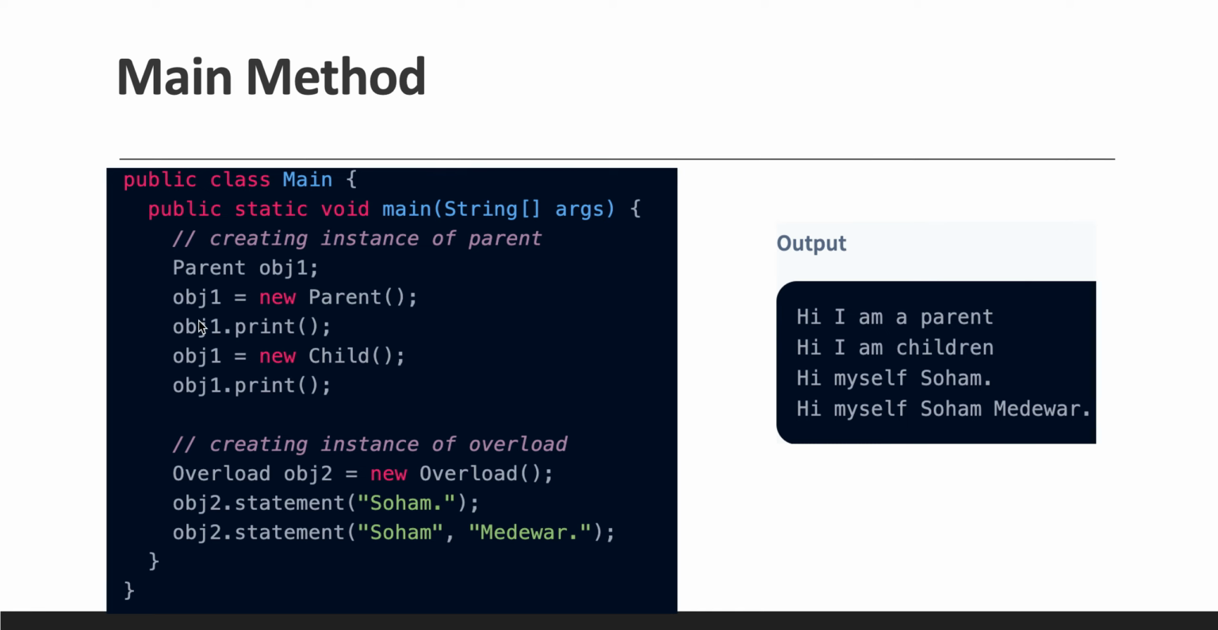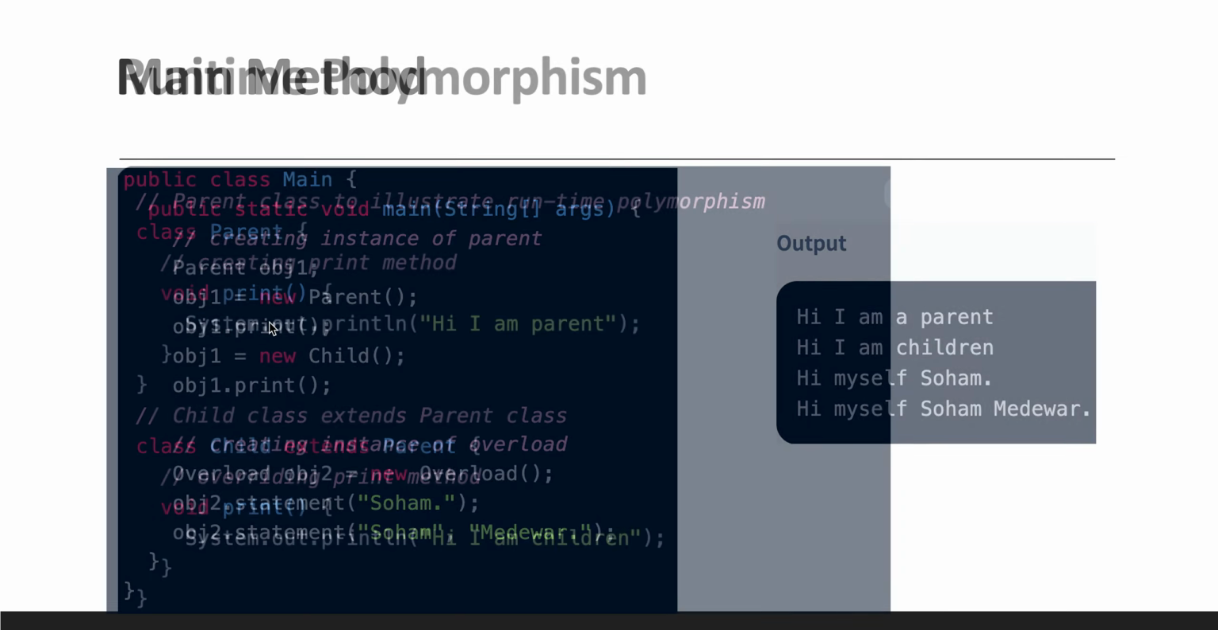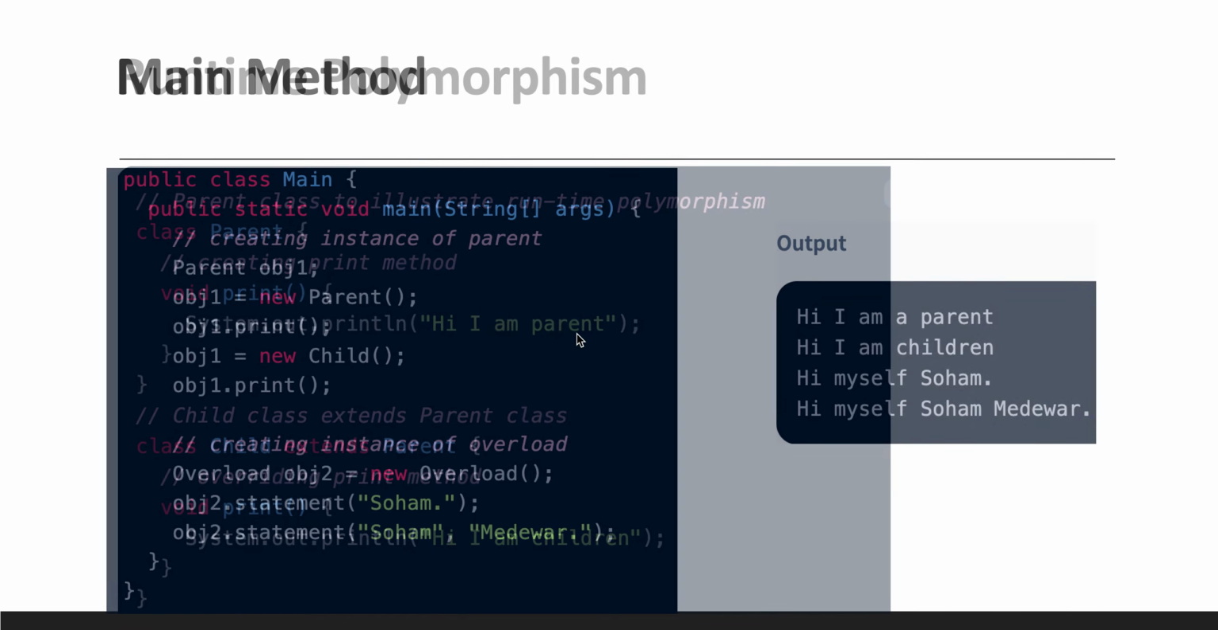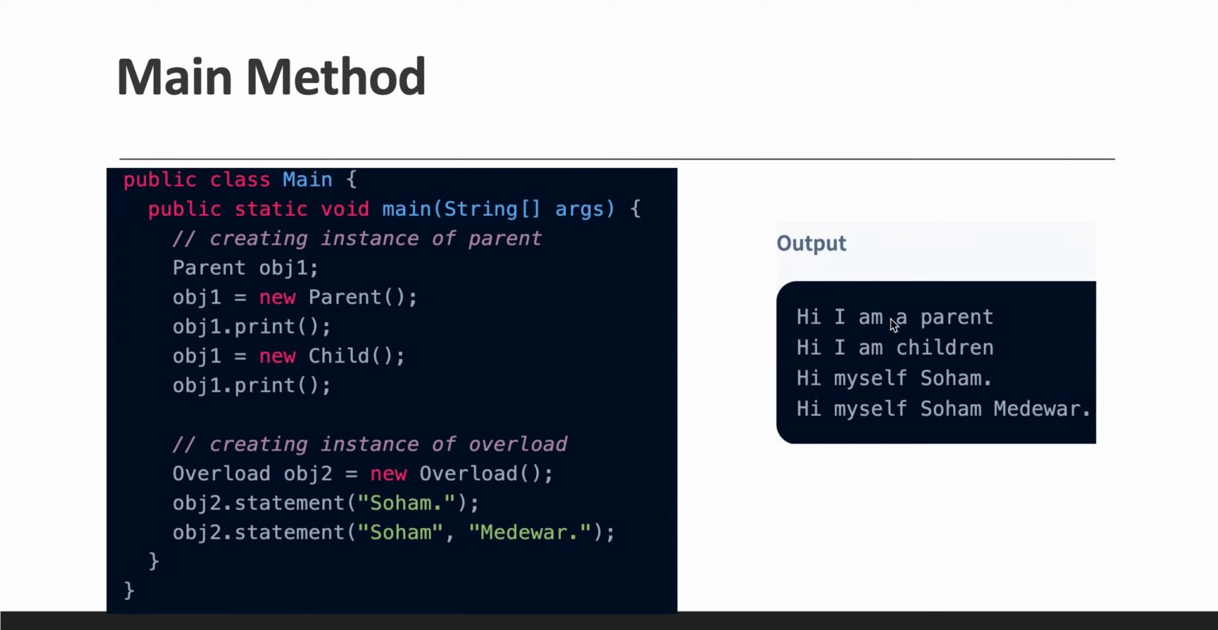And using this object, if we call the print method, it is going to call the parent class print method. And what is the definition of the parent class print method? It prints "hi, I am a parent." So that is what it is printing. And in the same object 1, if we assign the new child class instance, this is also valid.